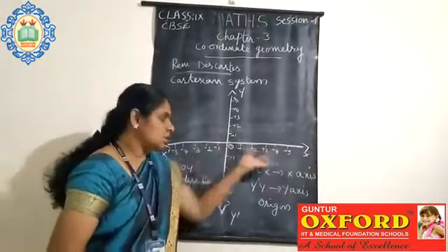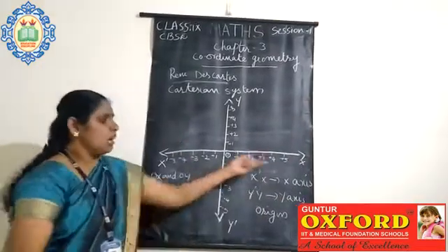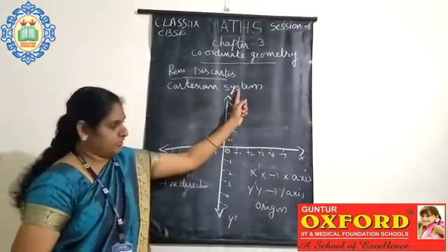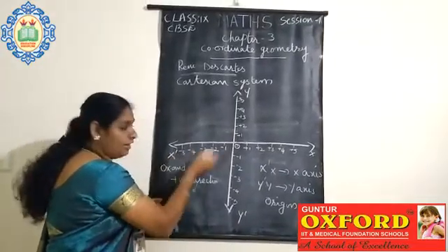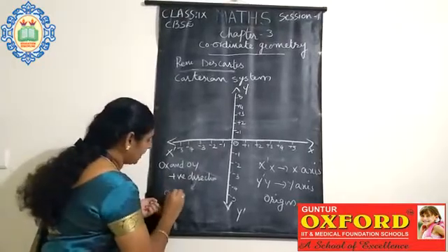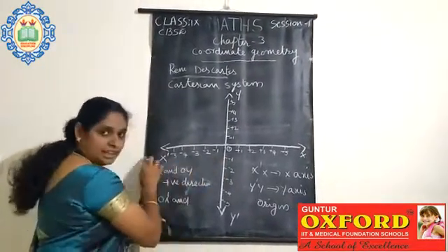OX and this is OX'. O is the origin. OX is the positive direction. OY is also the positive direction. Same as here, OY. Here all numbers are negative, therefore the negative direction. That is OX dash, and here these are the negative numbers.